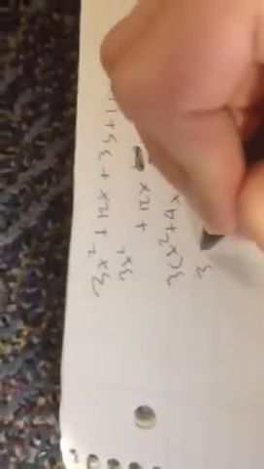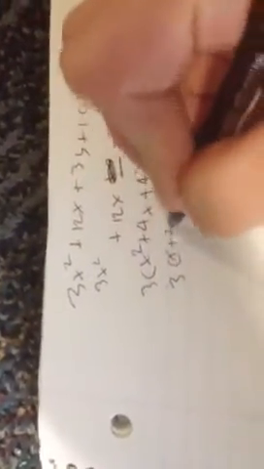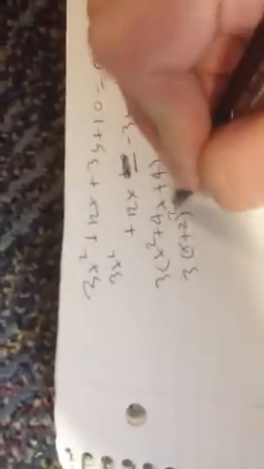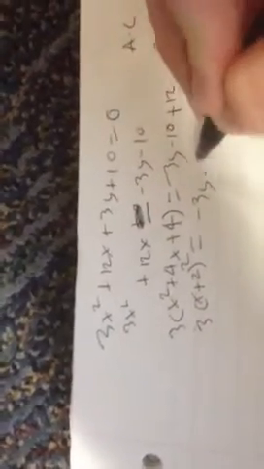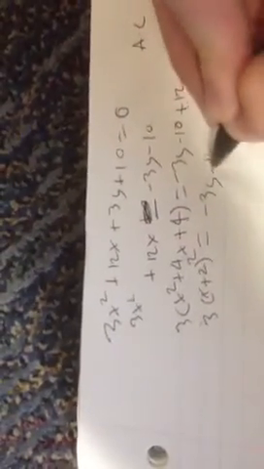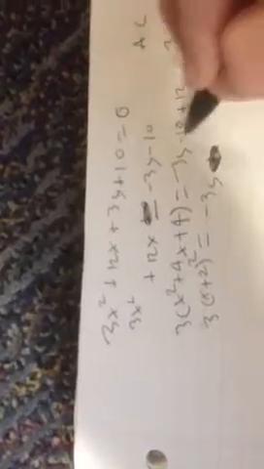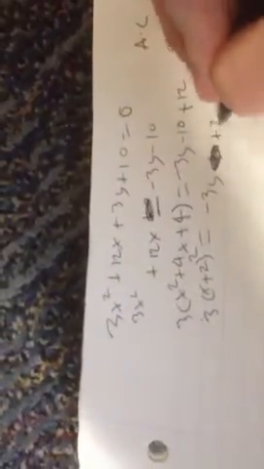What you're going to do is multiply the 4 and the 3, and add that to this side, so plus 12. Okay, and then factor this right here: 3 times (x plus 2) squared equals negative 3y minus 10, or not minus 10, because you add these together, so you get plus 2.